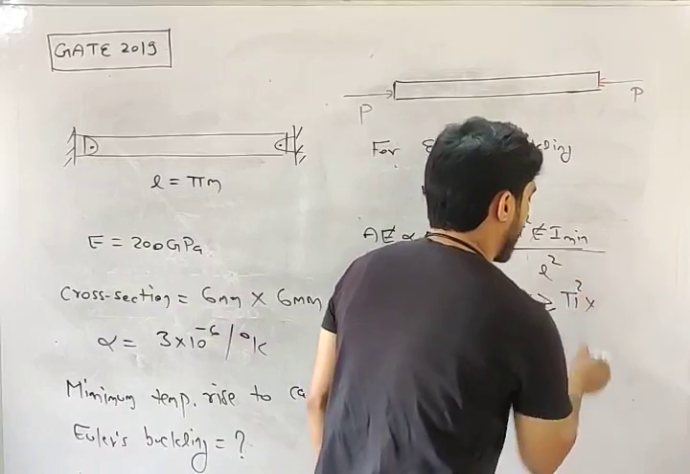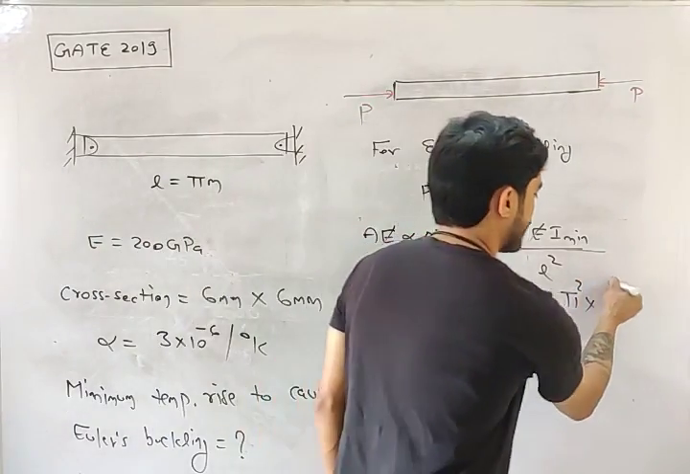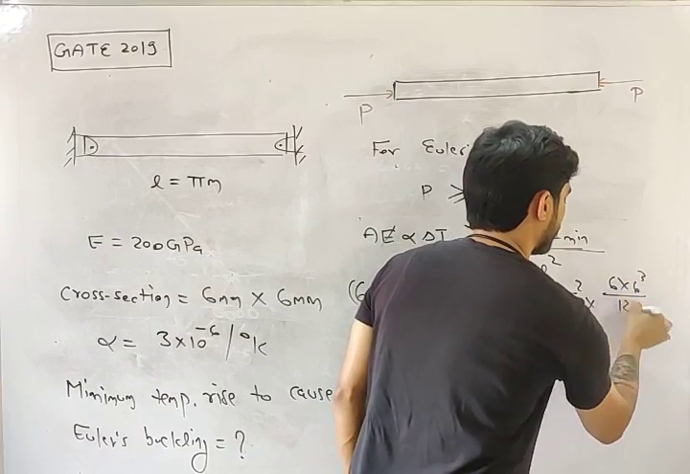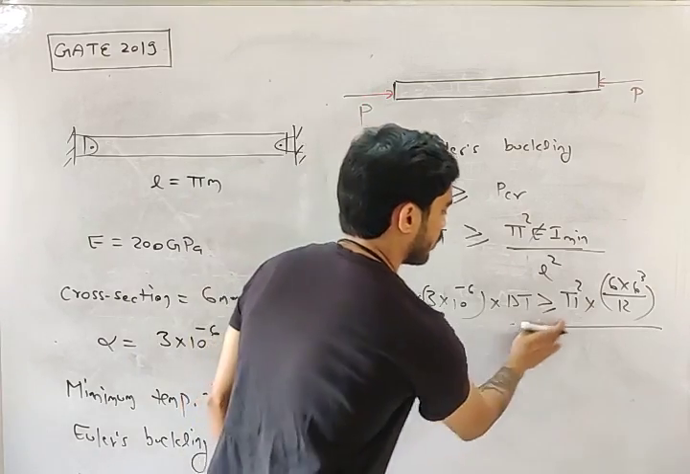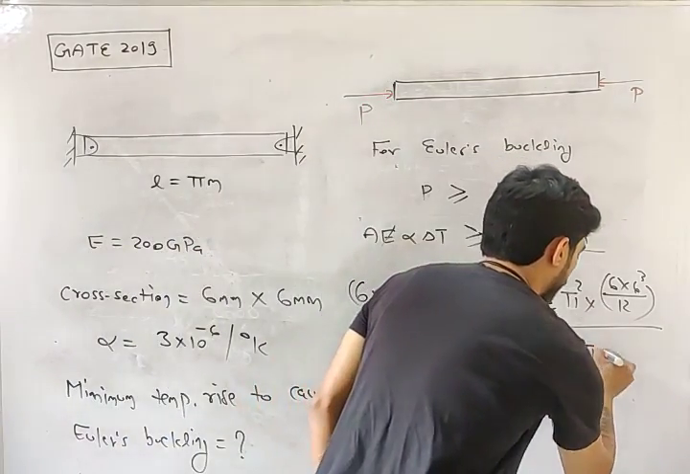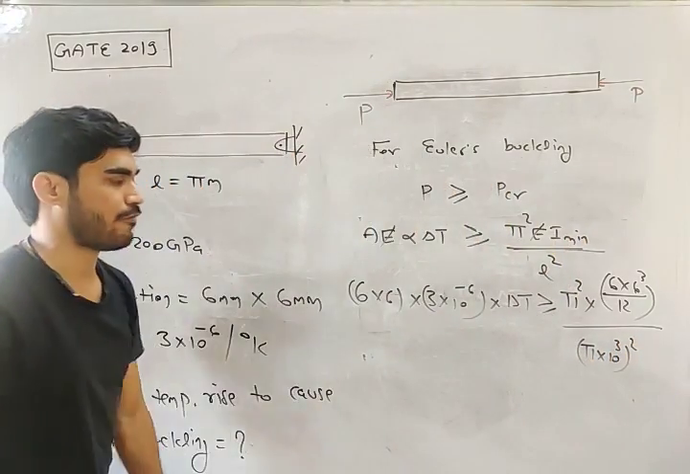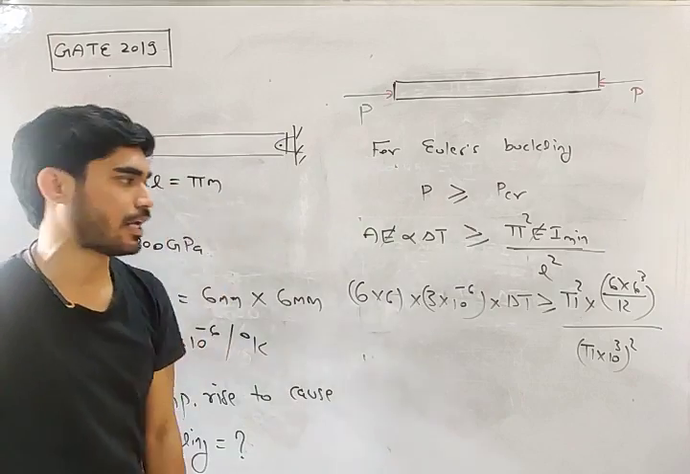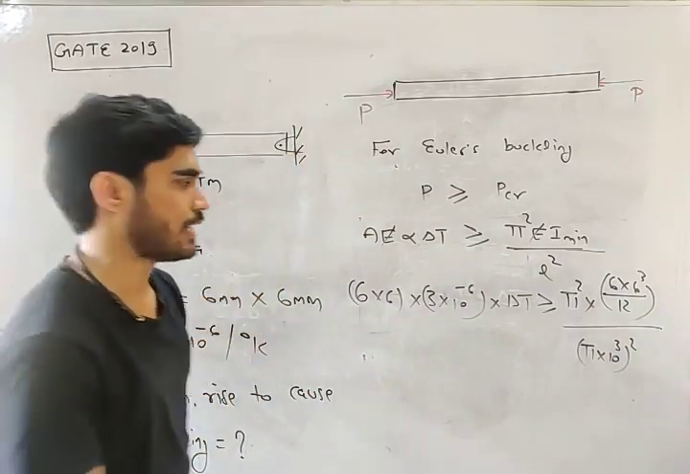Pi square, and I minimum: the cross section is square, 6 by 6, so it will be 6 into 6 cube by 12, divided by L square. What is L, my friend? L is pi meter, so you can write pi into 10 to the power 3 mm. So this is the equation, my friend. In this equation, there is only one unknown, delta T.